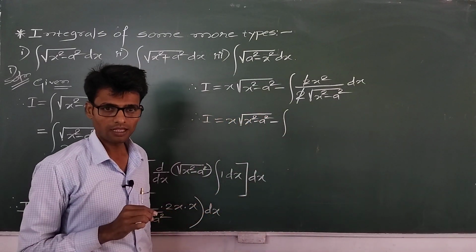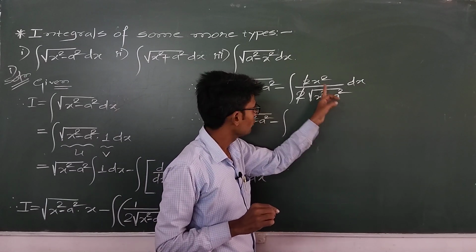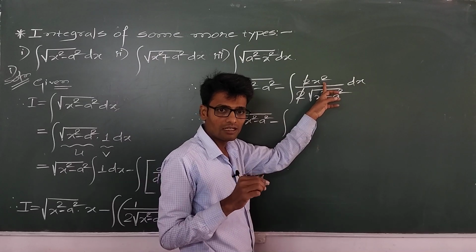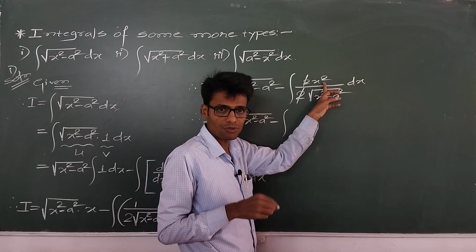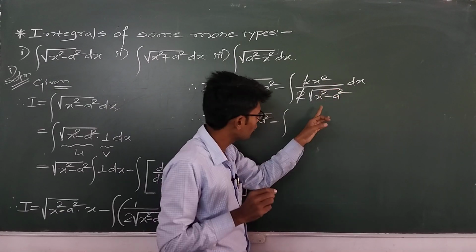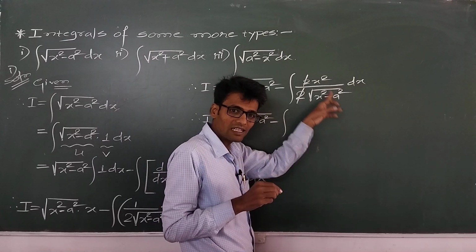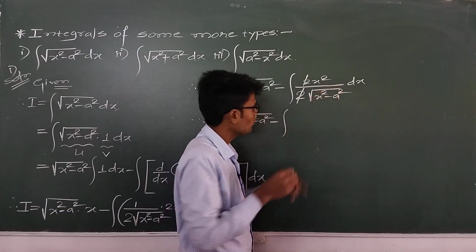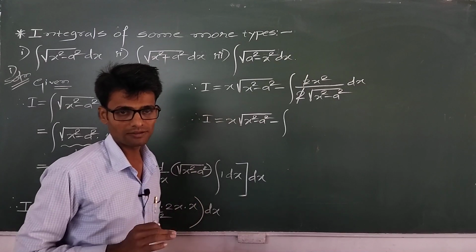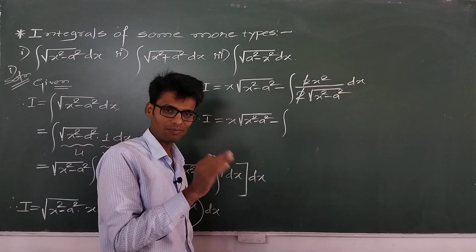Integration. See, in the denominator we have the square root of x square minus a square, and in the numerator we have x square. So in the numerator also, we need x square minus a square, but we have only x square. So how to do it? Add and subtract a square. You do plus a square minus a square, or minus a square plus a square.